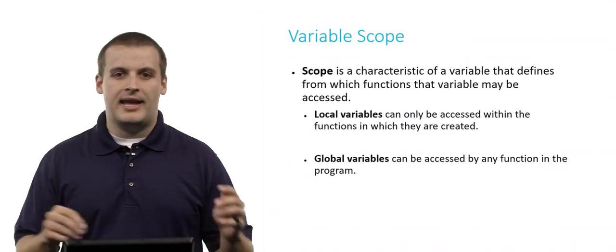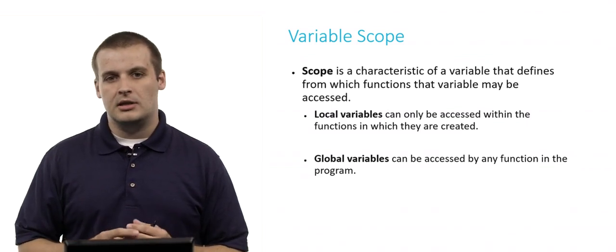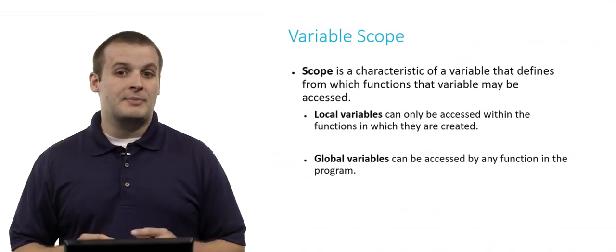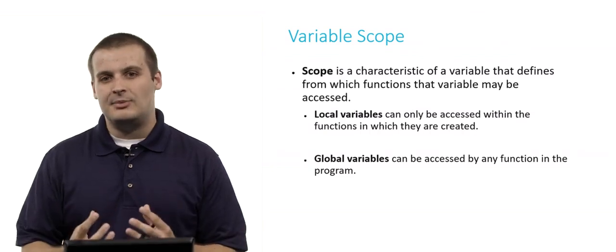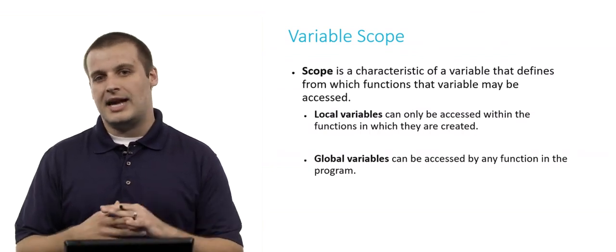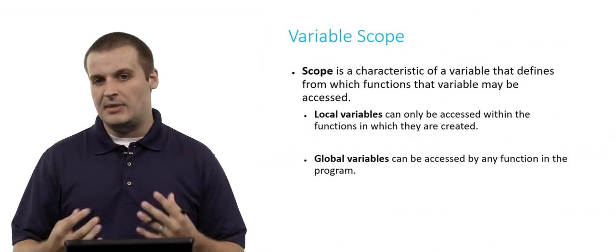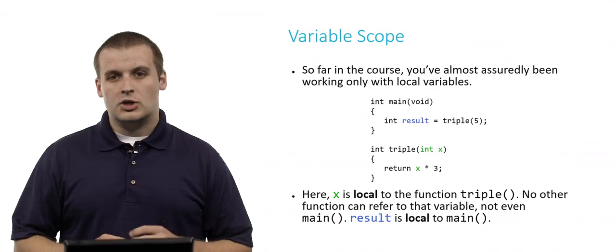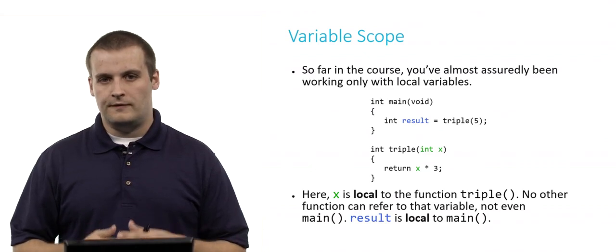They can't be accessed by every other function that exists in your program, only the function in which it was created. Global variables, on the other hand, can be accessed by any function in the program, and the reason for that is because they're not created inside of any particular function. We declare them outside of all of the functions, which means that every function knows where it is and can access and manipulate it. So far in the course, you've pretty much been working exclusively with local variables.